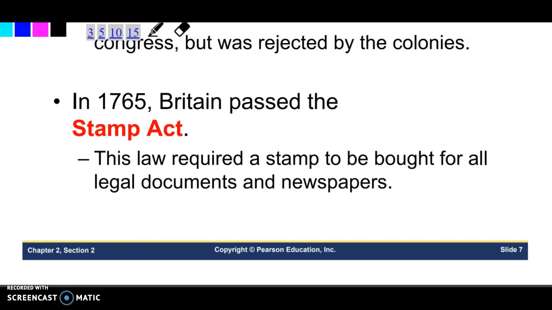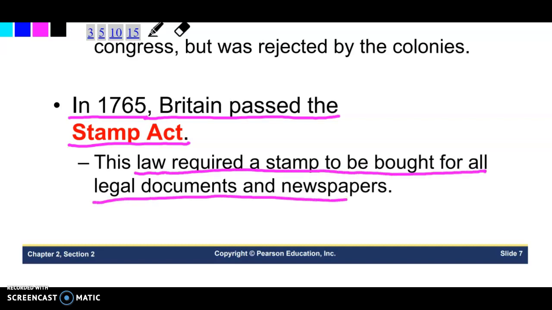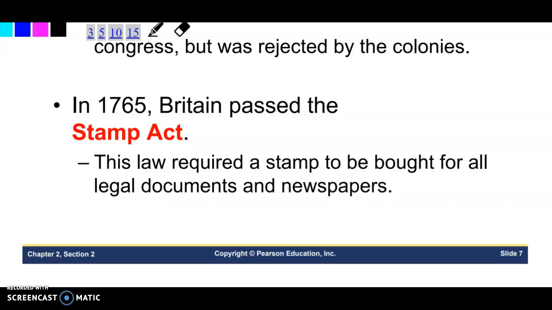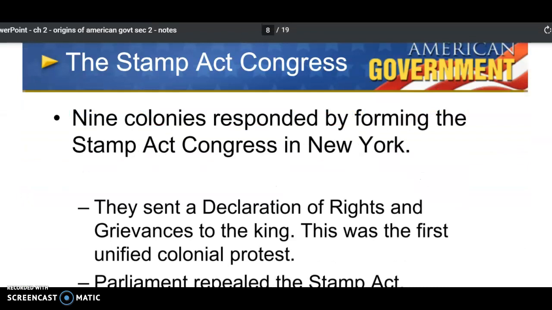So then just a little while later, in 1765, Britain passed the Stamp Act. What was the Stamp Act? It was a law that required a stamp to be bought for all legal documents and newspapers. As you can guess, that Stamp Act did not sit well with the colonists.